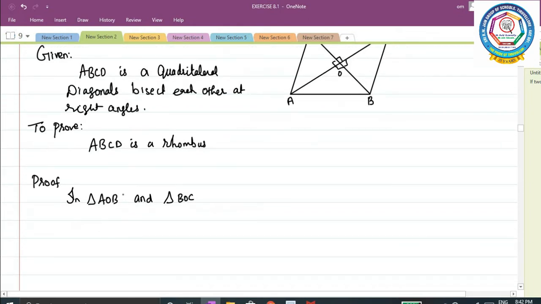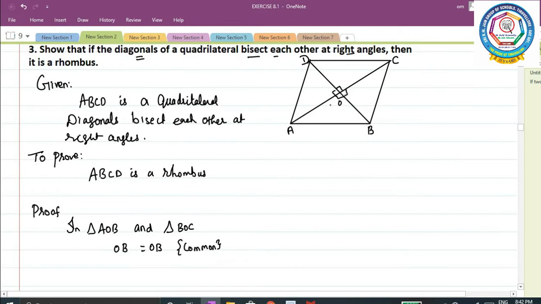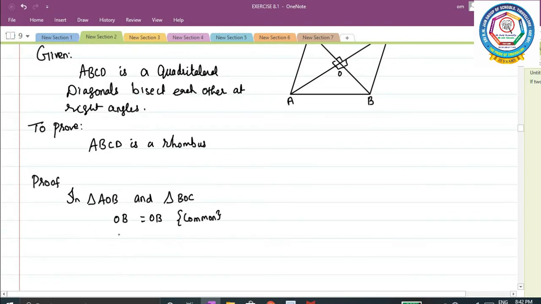OB is common. OB equal to OB. In both triangles, OB is common. Next one is given the diagonals bisect. So OA is equal to OC. OA is equal to OC. It is given.